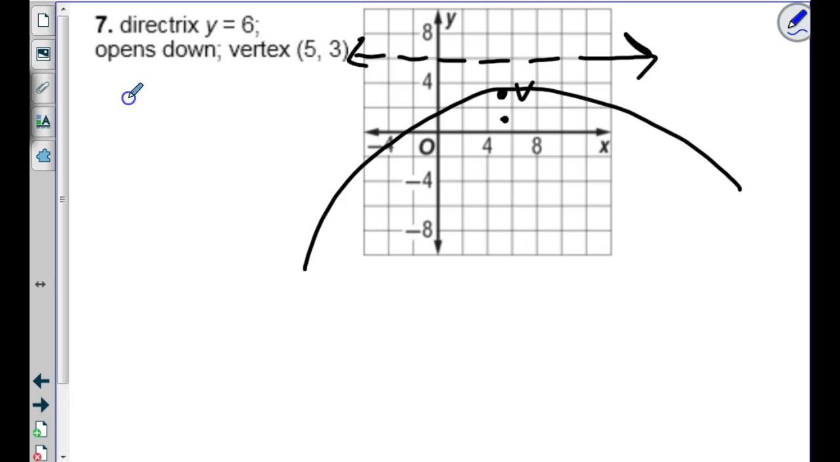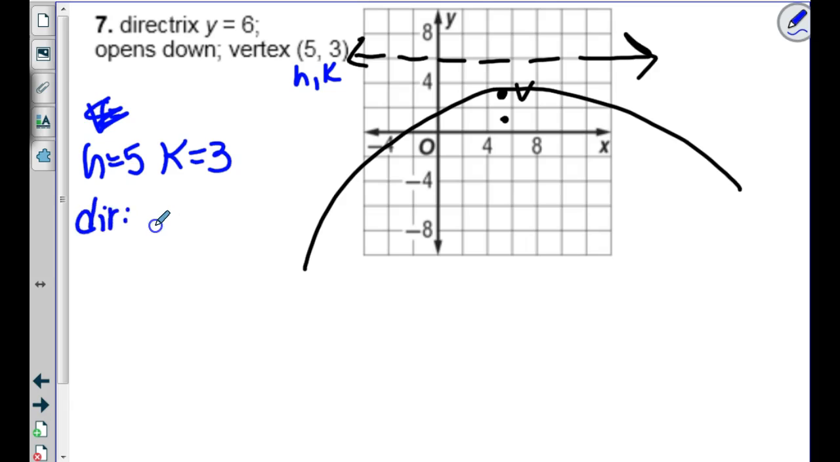So what can you tell me right now? H, K. H equals 5, K equals 3. Okay, when it's opening down, what is the equation for the directrix? It's opening down. The equation is y equals k minus p. Well, anybody help me find p? What's y? The directrix is 6.